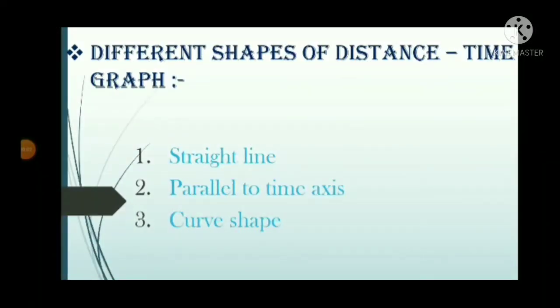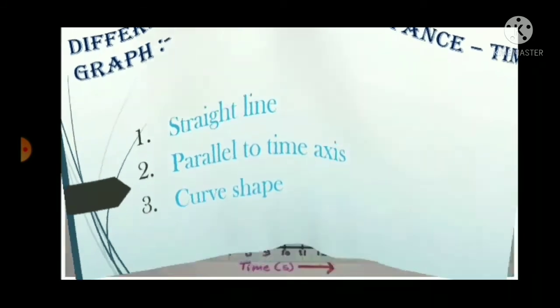Now I will explain about the distance time graph. I have not mentioned the distance time graph in the types of graphs, but I will also explain it. Now I will explain the different shapes of the distance time graph. There are 3 different shapes: first is straight line, second is parallel to the time axis, and third is curve shape. Let's understand it by an example.